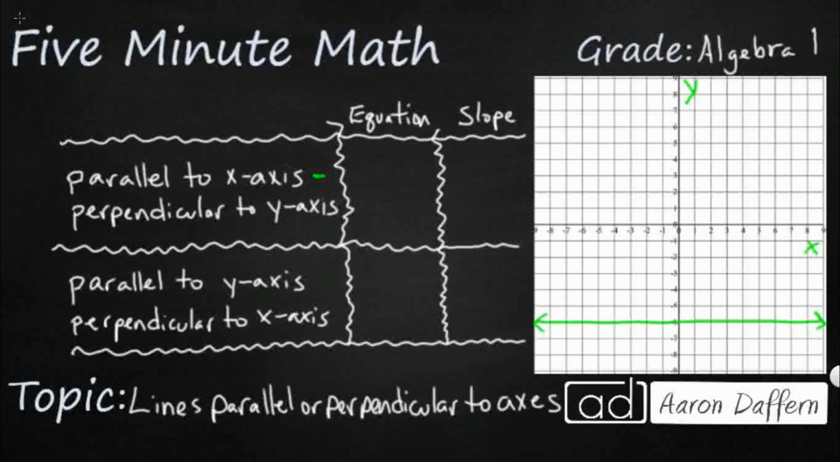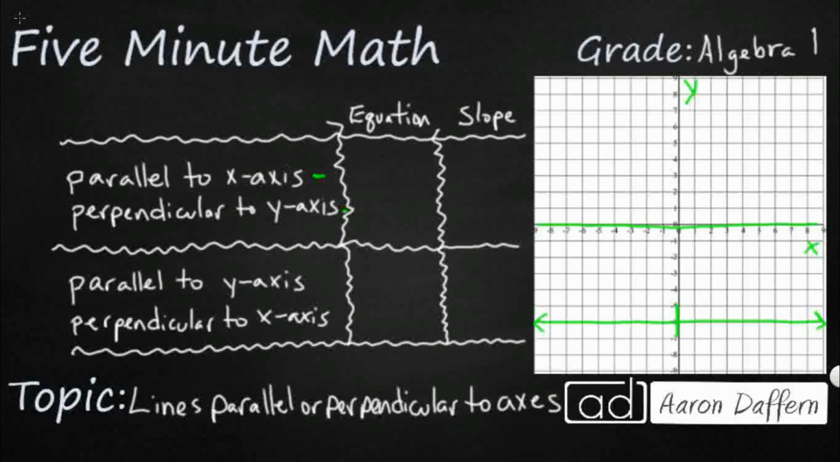Take a look. This parallel line is, like I said, parallel to the x-axis. But it also happens to be perpendicular to the y-axis. So our y-axis is right here, and it makes a right angle to the y-axis. So when I'm describing the equation, it's going to be for a line that is either parallel to the x-axis or perpendicular to the y-axis.